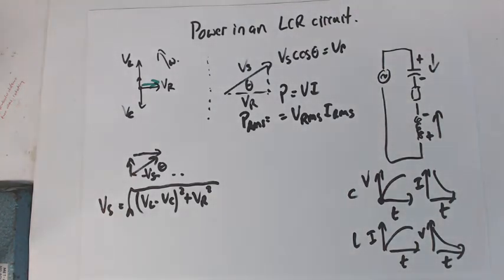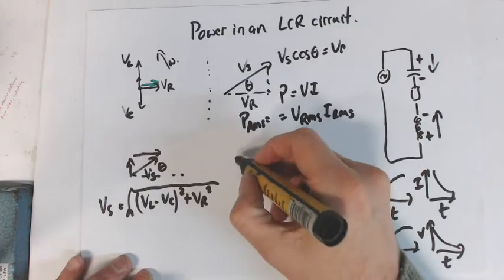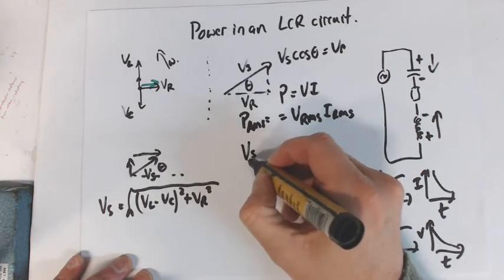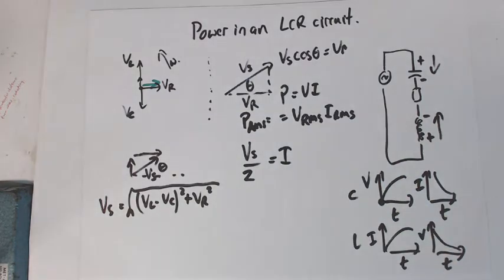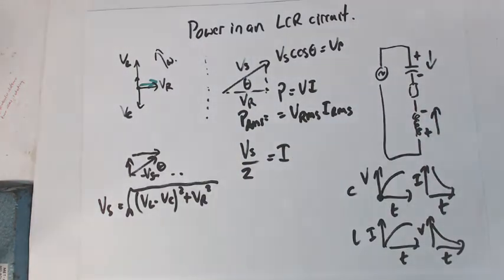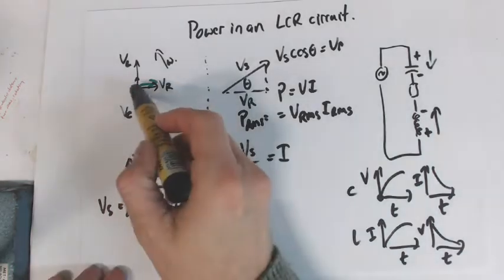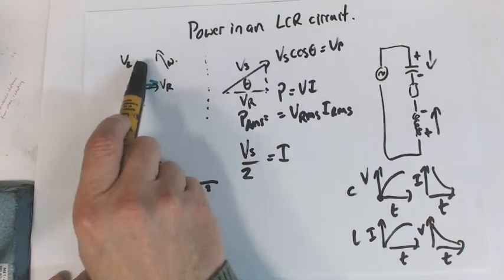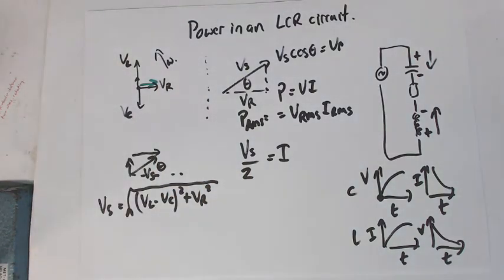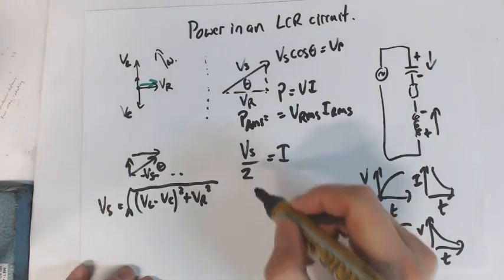Let's look at a few of the other things. How did we work out I? Well, we work out I by Vs divided by Z equals I. Now again, is that an RMS I or is that a peak I? Because I goes round and sometimes it's 0, like right now it's 0, sometimes it's maximum positive and then maximum negative. So Z is your impedance.